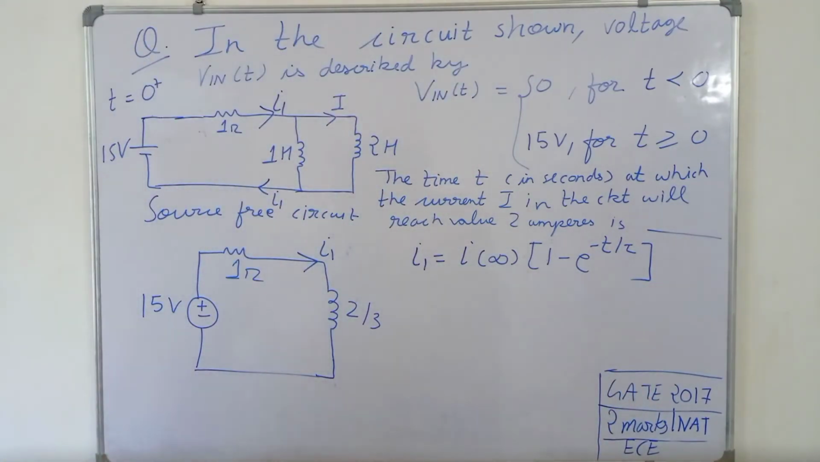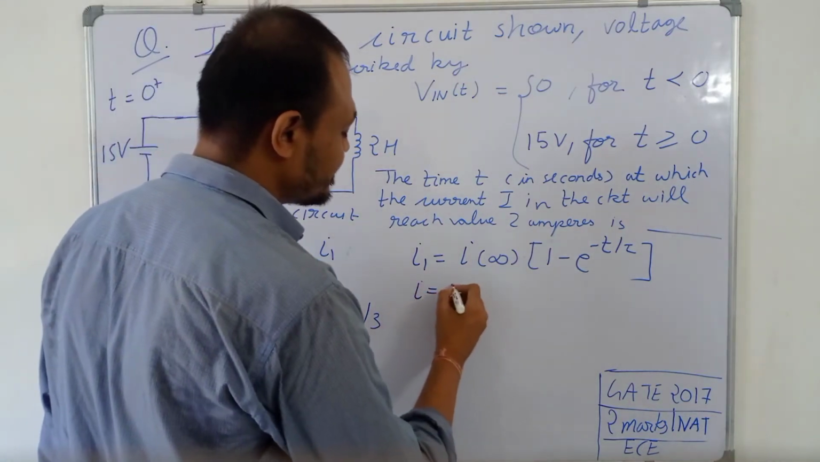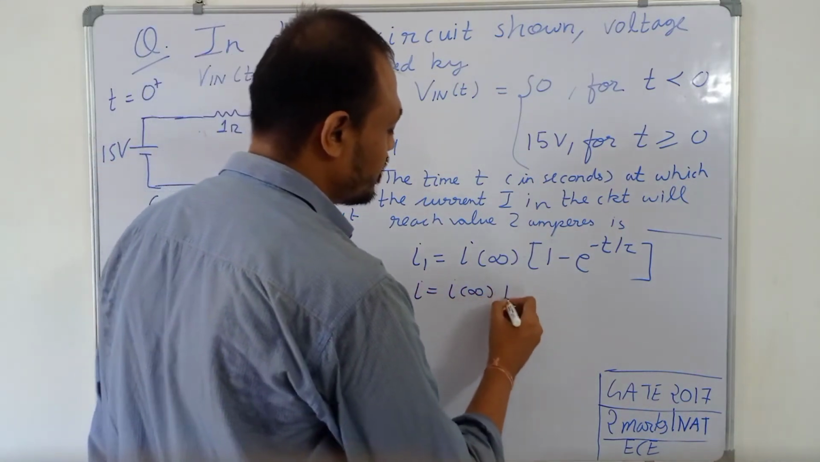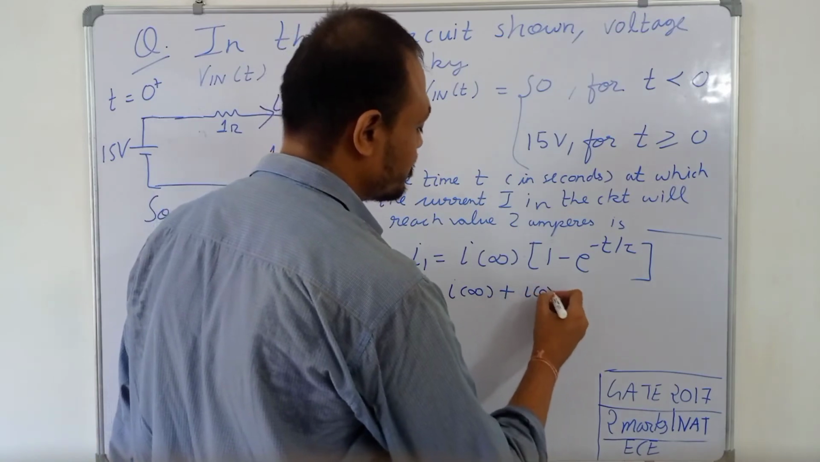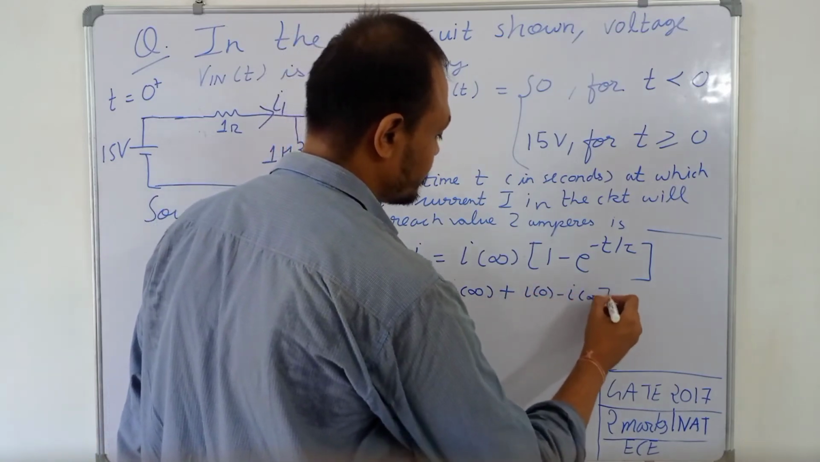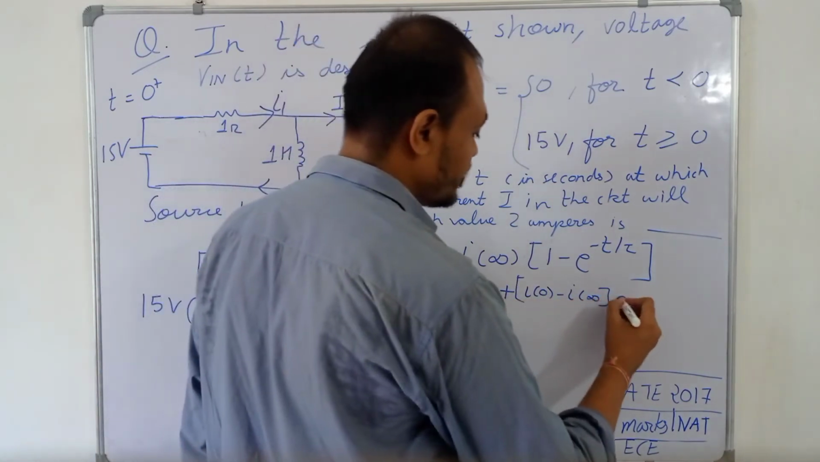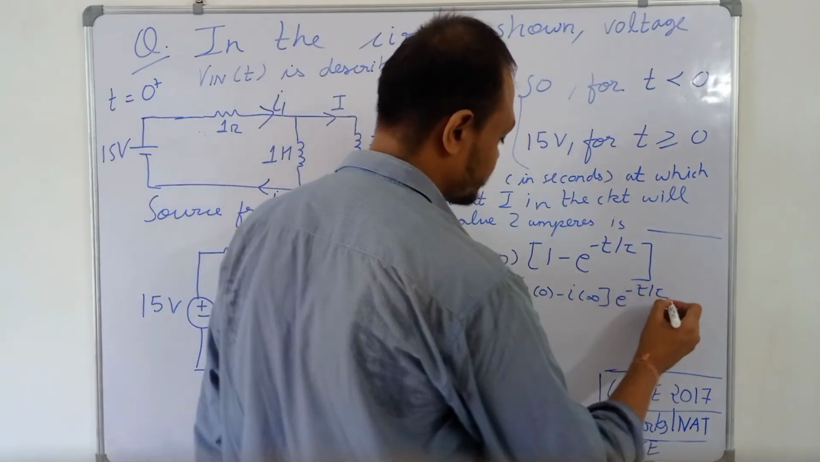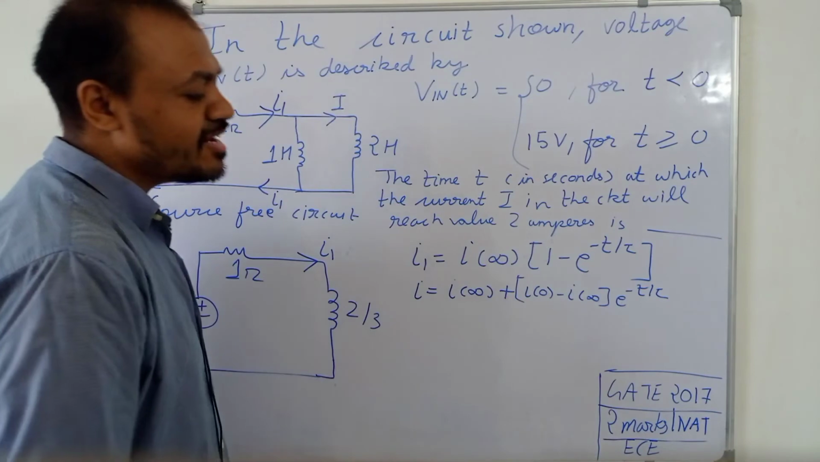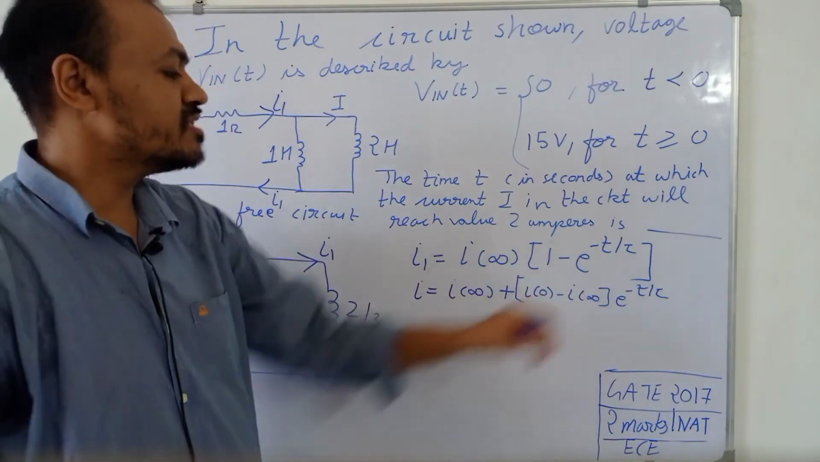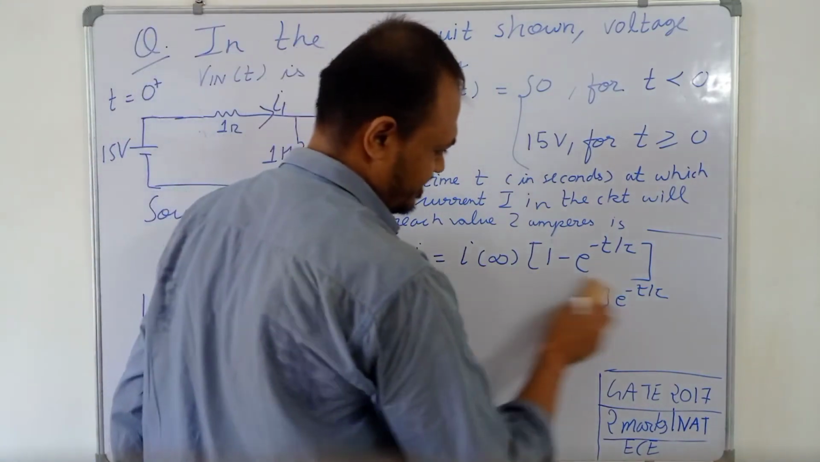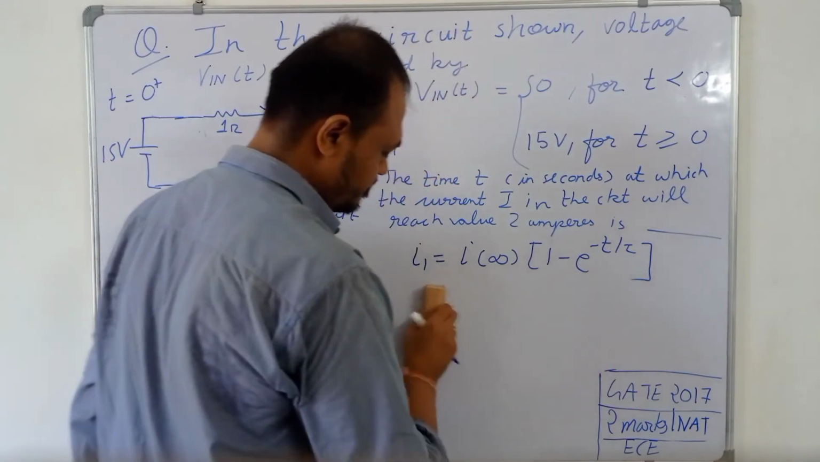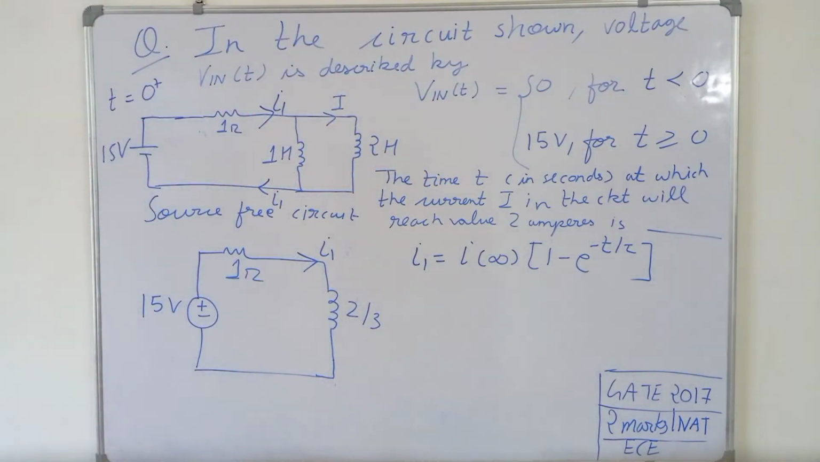because the equation for transient current or voltage is like this: I of infinite plus I of 0 minus I of infinite into e to the power minus t by tau. But here I of 0 is equal to 0, so this is the resultant equation: I1 equal to I of infinite into 1 minus e to the power minus t by tau, where tau equal to 2 by 3.